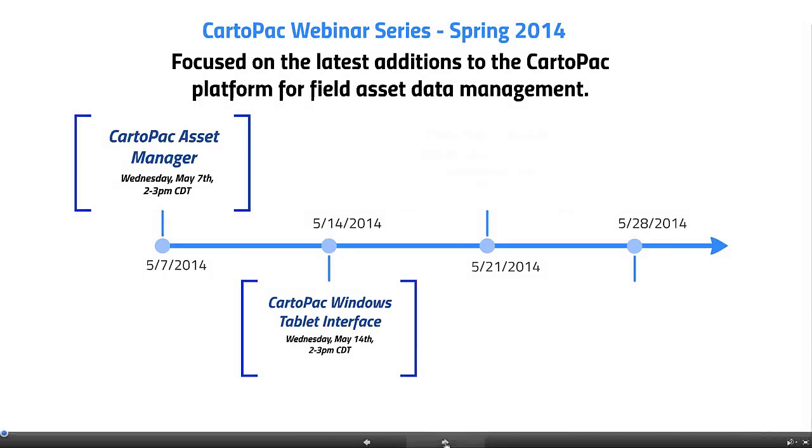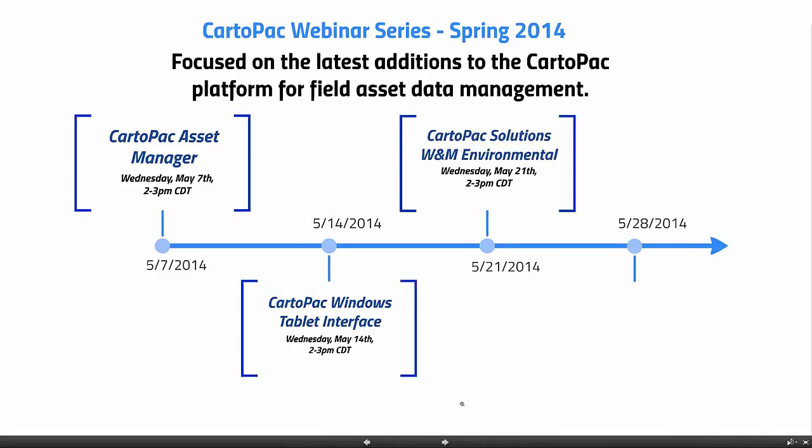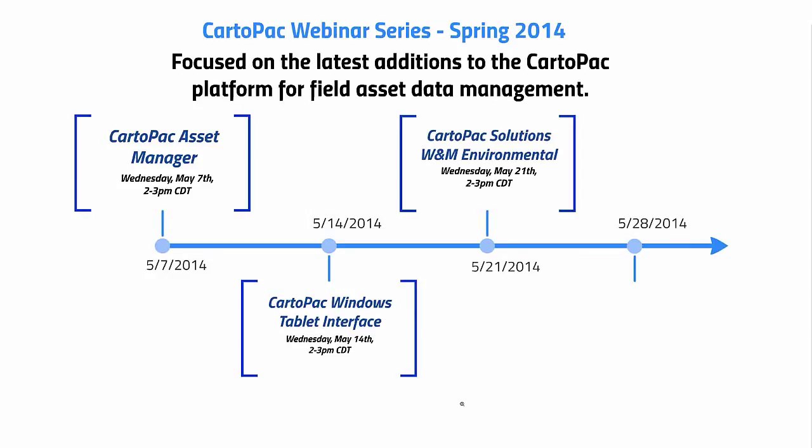On the last week, we were very pleased to have Doug Ruppel of W&M Environmental, who came in to talk to us about a solution that he's developed using the CartoPac technology stack, used to improve quality and accuracy of spill prevention, control, and countermeasures while reducing costs.